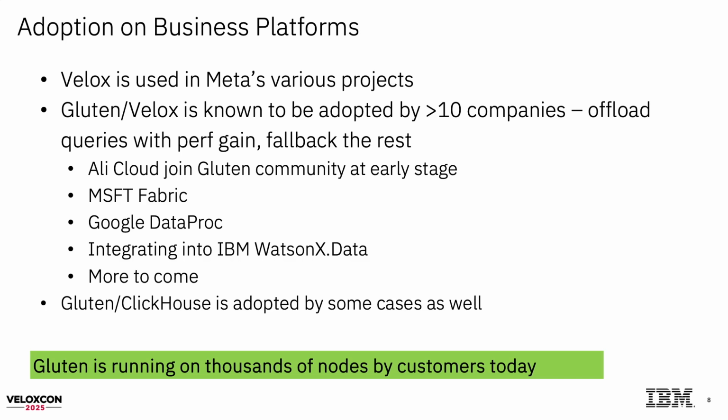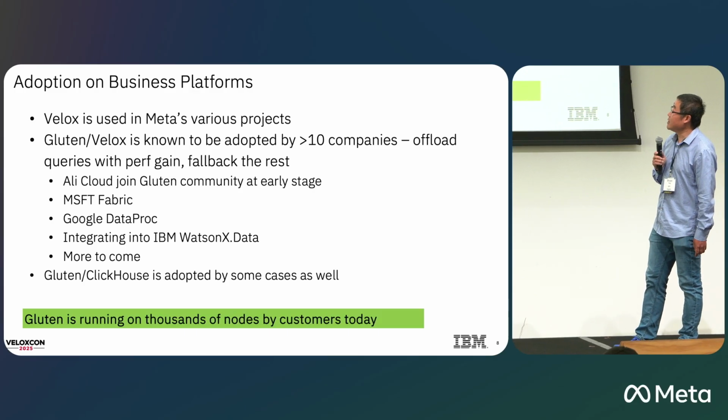So, the Gluten adoption. Velox itself is used in Meta, and it's very mature, much more mature than one year ago. Gluten-Velox is known to be adopted by more than 10 companies. In the WeChat group, we have more than 400 people, I think. Almost every Chinese company that has a Spark cluster has already tried or adopted Gluten. But most of them didn't ping us, or they pinged me but I didn't have time to cover them. So it's already used there.